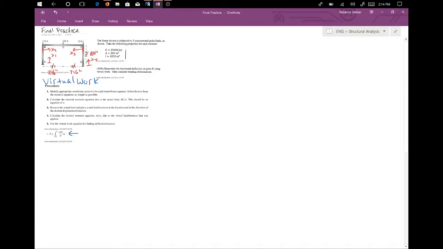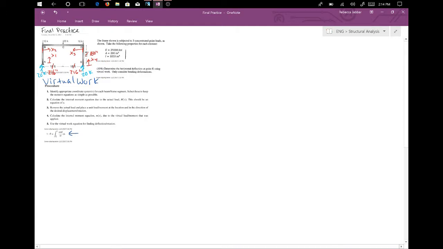Very quickly though, if we summed up all of the forces in the y direction, we'll get a sum of 40 kips going down, and then we'll have our support reactions pointing up, and because of symmetry, it's just going to be half over here and half over here. So we got 20 kips over there. And this will just help us with finding our internal moment equations, which is our second step right here.